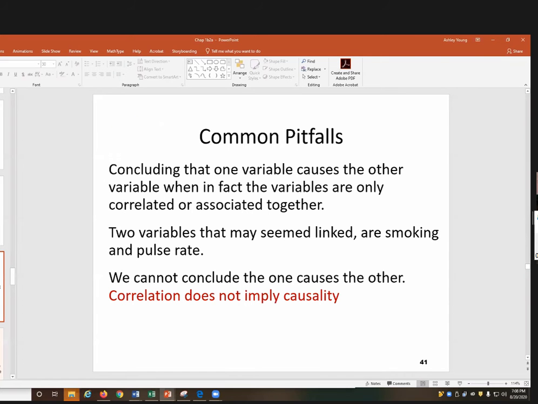There are some other common pitfalls. The main one is this. This is important. Serena, go ahead and read this for us. Oh, sorry, you have to unmute yourself first.